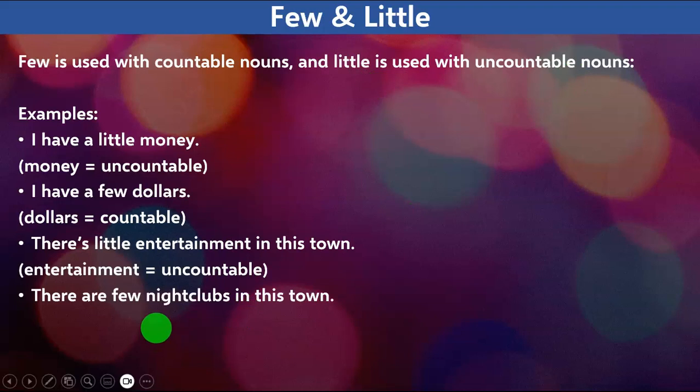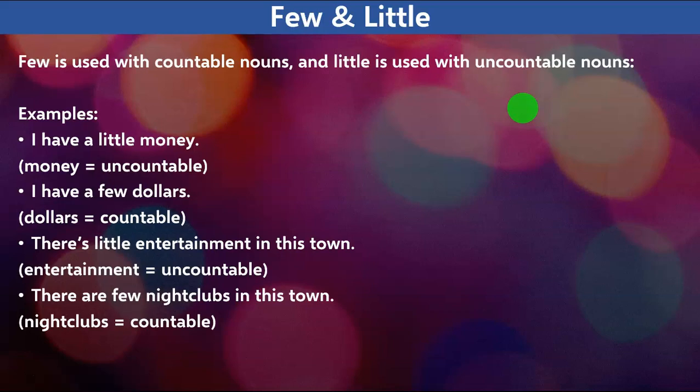There are a few nightclubs in this town. Now, nightclubs is countable. One nightclub, 50 nightclubs, right? So it's countable, so you're going to use few with countable nouns. So I hope that's clear. You use few with countable nouns and you use little with uncountable nouns. And I have given you the definition of countable and uncountable nouns.